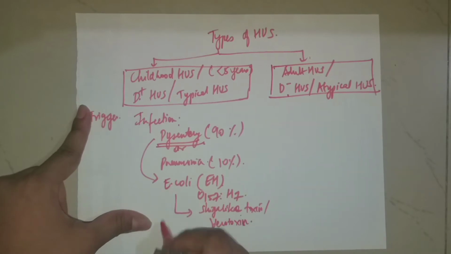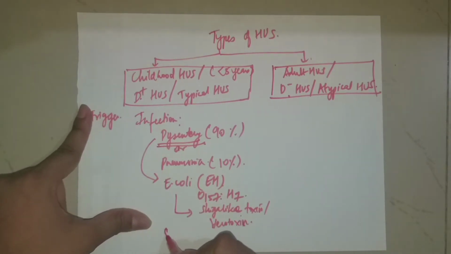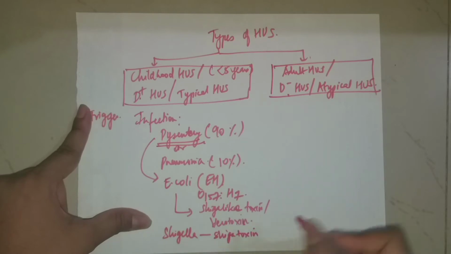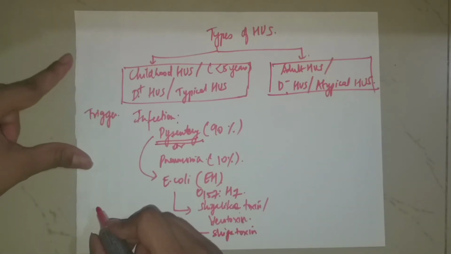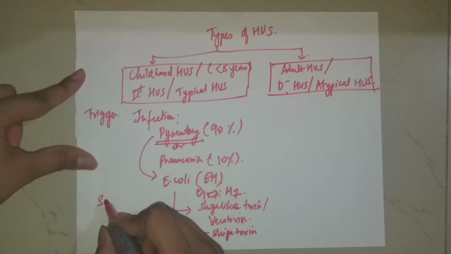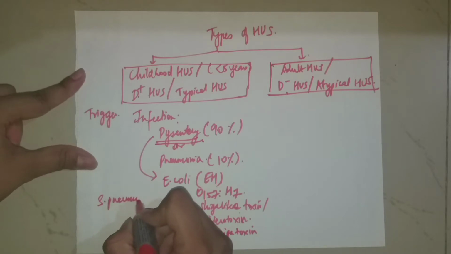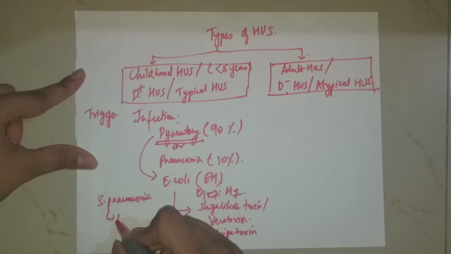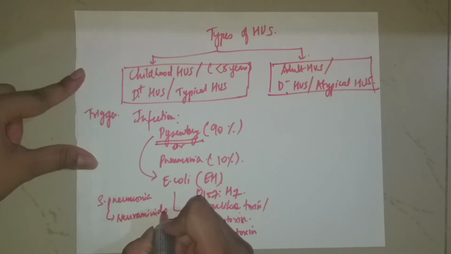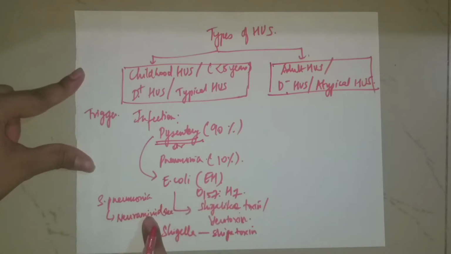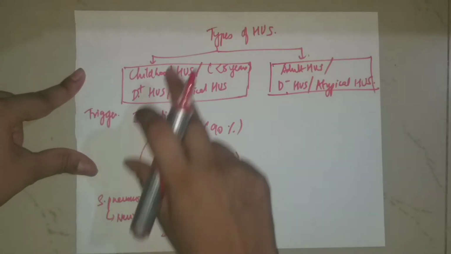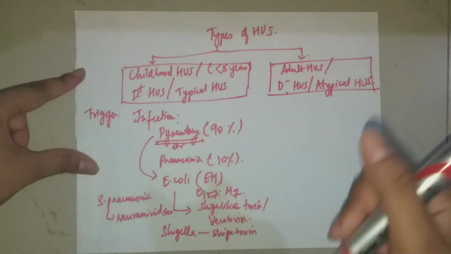Similarly, like E. coli, which causes dysentery, another organism which causes dysentery is Shigella, which releases Shiga toxin, again which causes the injury. And there's another organism, Streptococcus pneumoniae, which releases neuraminidase, again which triggers the endothelial injury which causes the HUS.